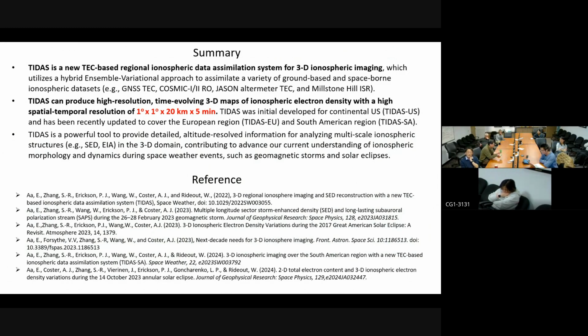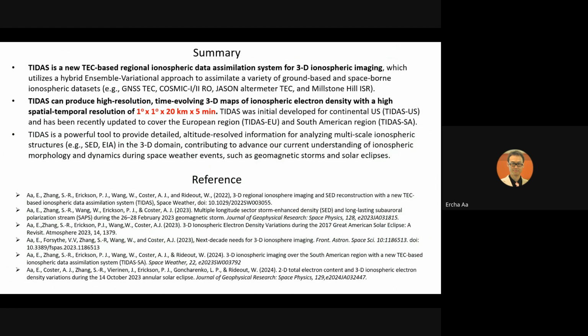Thanks for a great talk. I was wondering, the spatial dimension here is 1 degree by 1 degree. I thought that the ground-based network resolution can be higher, right? Is there a reason why you chose 1 degree? Can you go even higher than this?